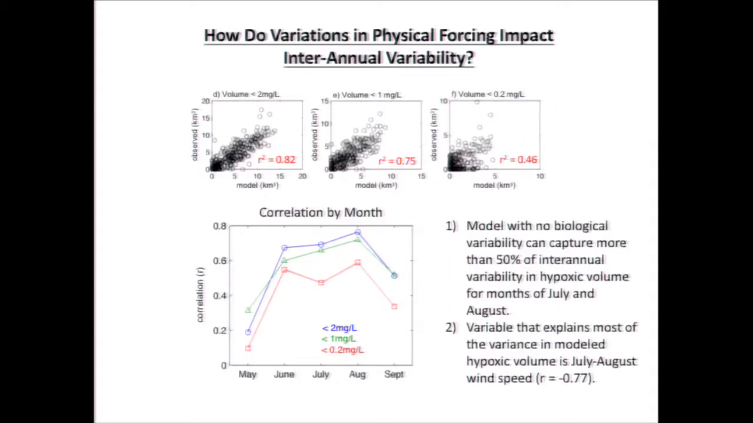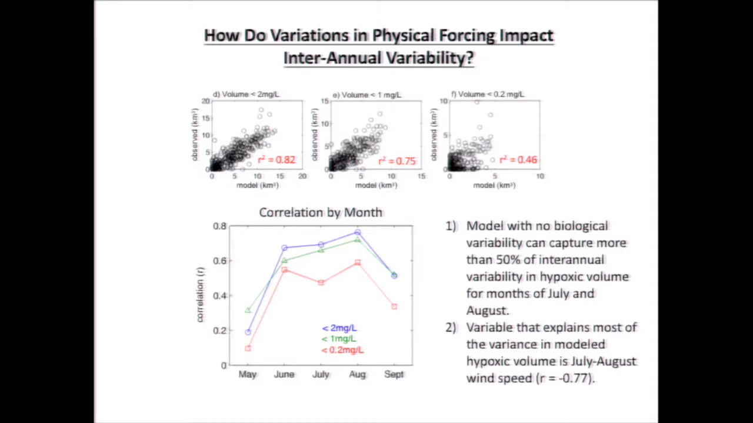And to highlight that a little more, here's some more statistics, but this is just taking every single cruise on the y-axis, comparing it to the model prediction for three different definitions of hypoxia, and the skill is high for the 2 milligram per liter cutoff. It decreases for the anoxic condition, but those statistics are really driven by the seasonal variability.